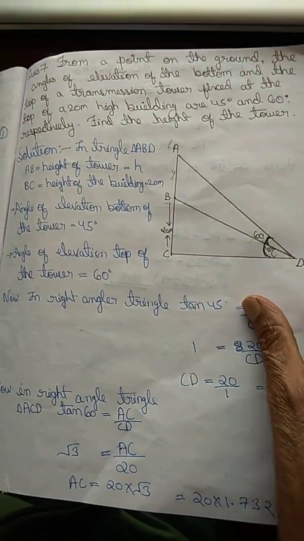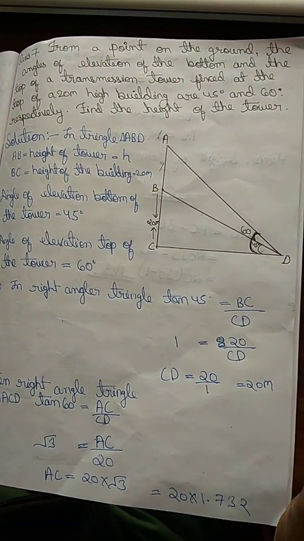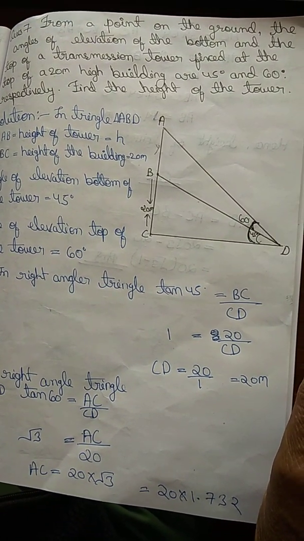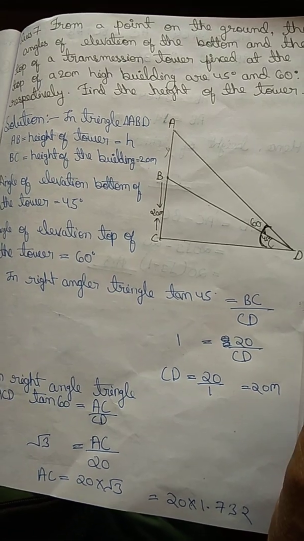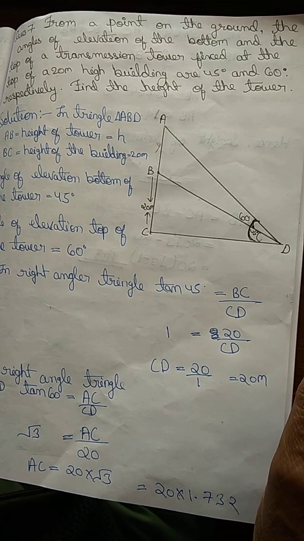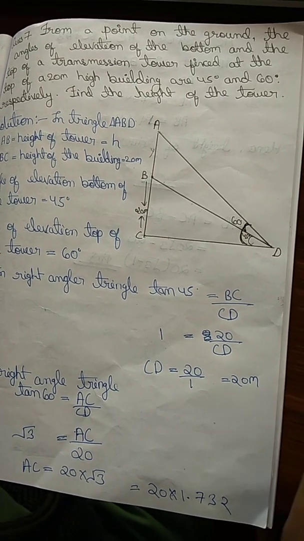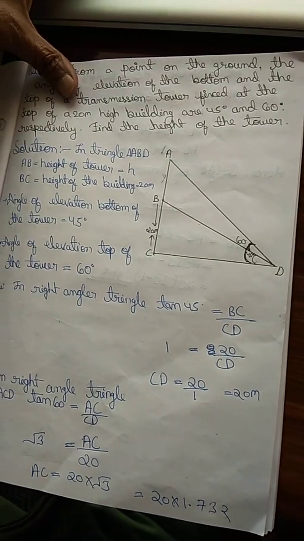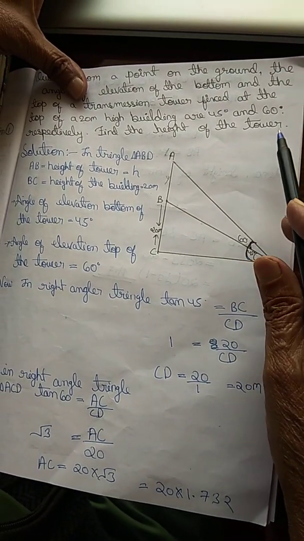Question 7. From a point on the ground, the angle of elevation of the bottom and top of the transmission tower fixed at the top of a 20-meter high building are 45 and 60 degrees respectively. Find the height of the tower.